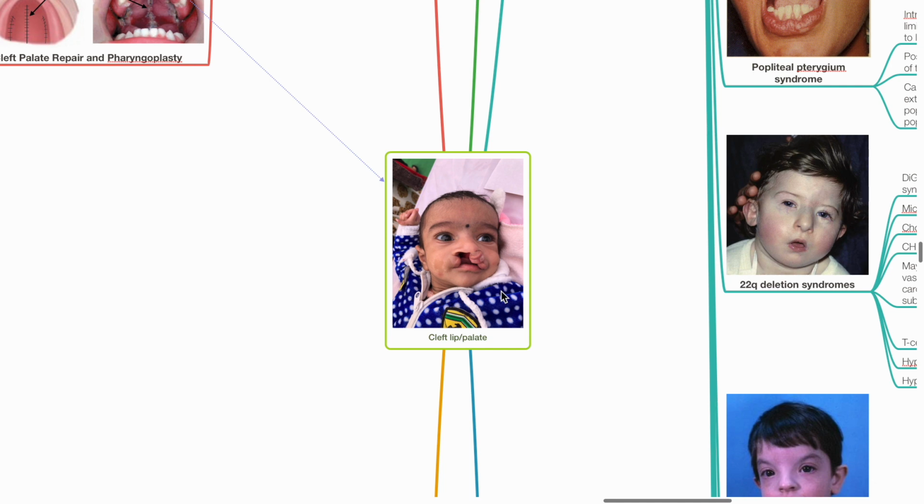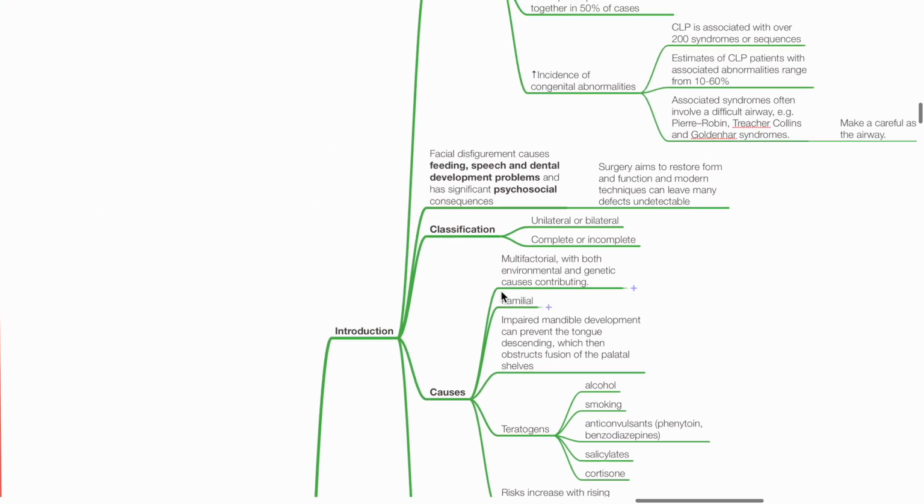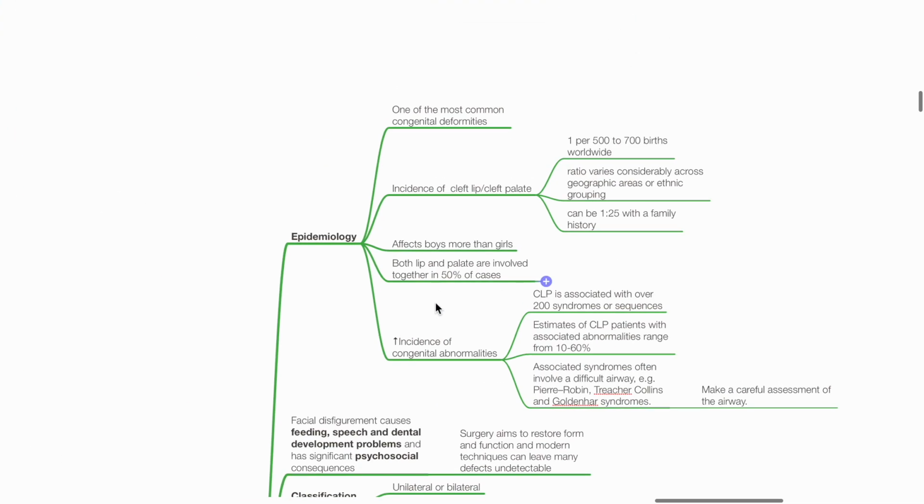Today we will be discussing cleft lip and cleft palate. Introduction. Epidemiology. CLP is one of the most common congenital deformities. Incidence of cleft lip or cleft palate is 1 per 500 to 700 births worldwide. It affects boys more than girls. Both lip and palate are involved together in 50% of cases.